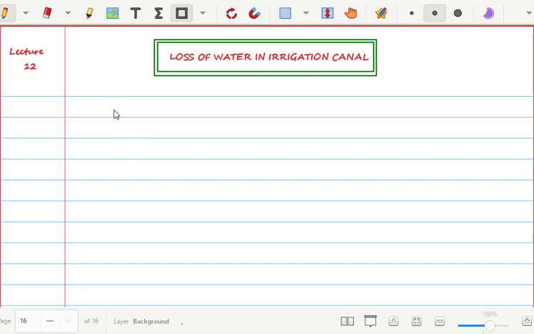So the point we need to know is that for an efficient design, what we said in our starting lectures, we need to design the canal so that it should be efficient, right? So what should an efficient canal look like? What are the properties of an efficient canal? What kind of canal is known as an efficient canal?